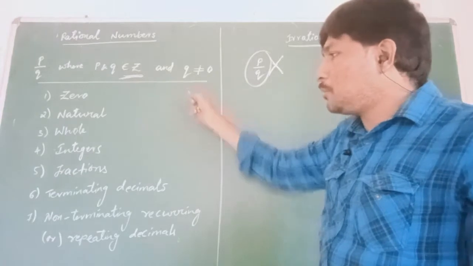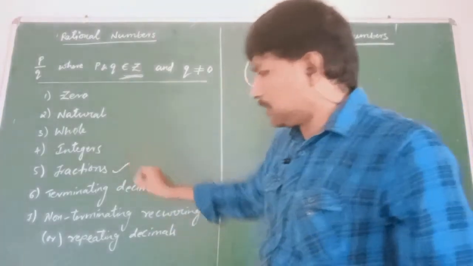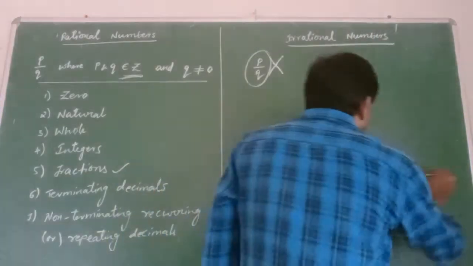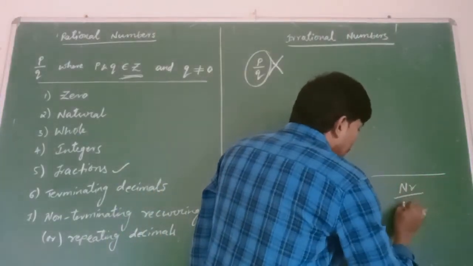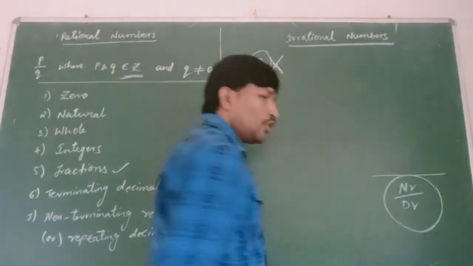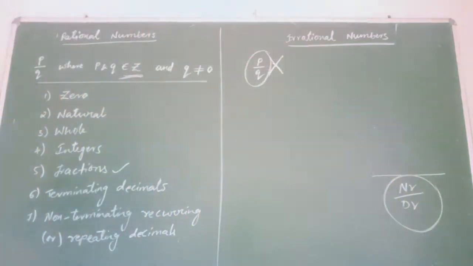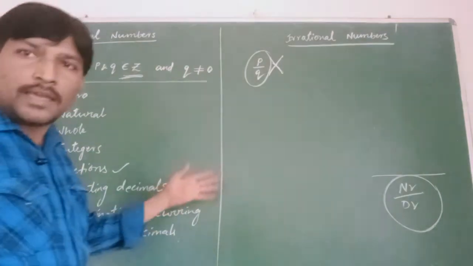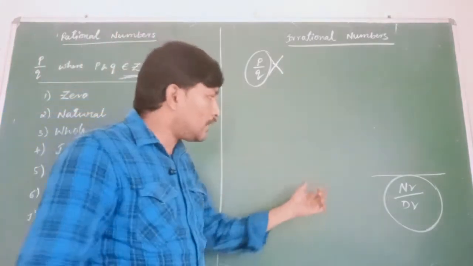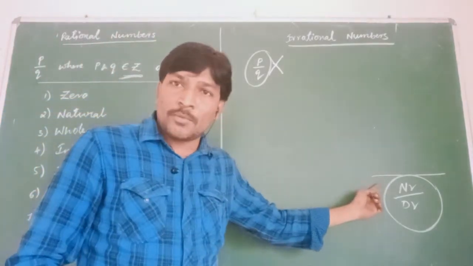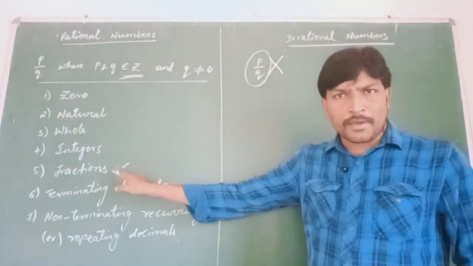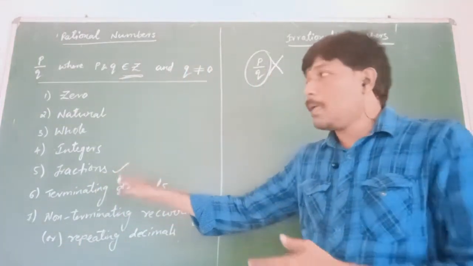Here we observe clearly these fractions. As you know, a fraction consists of a numerator and a denominator. If you observe these fractions, they are already in the form of p by q, meaning numerator and denominator already exist. No need to write them again in the form of p by q because they are already in that form.